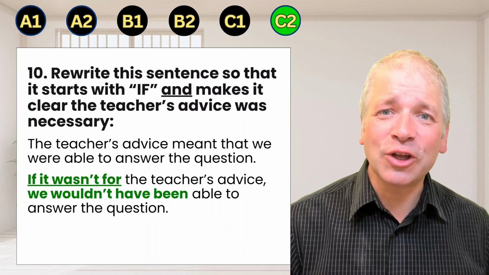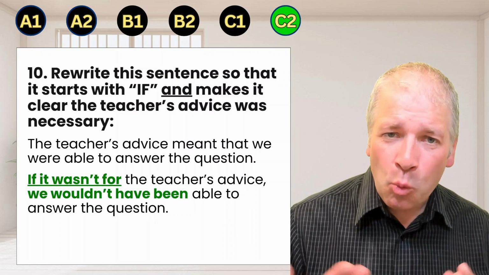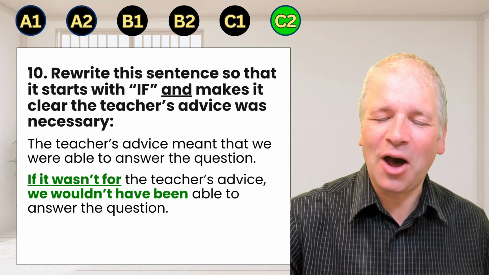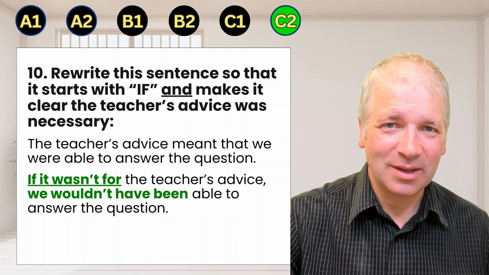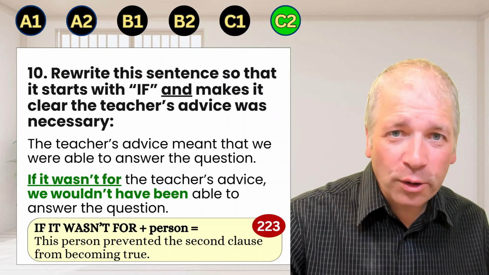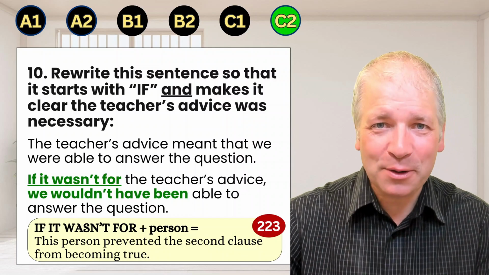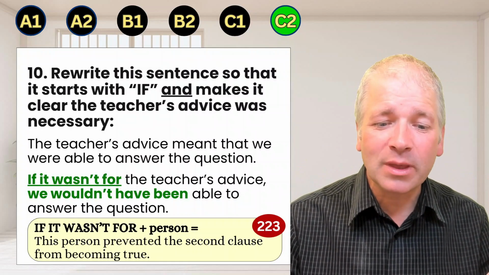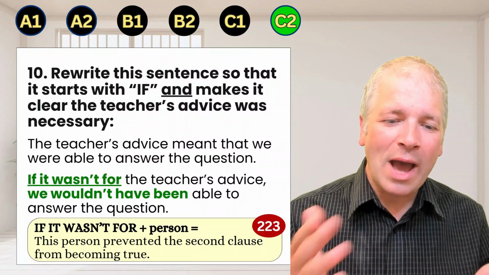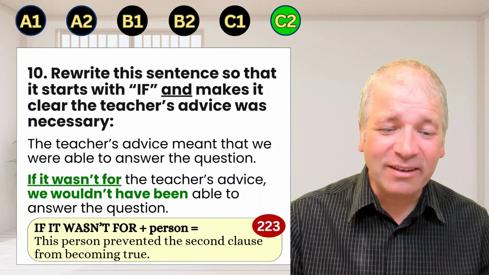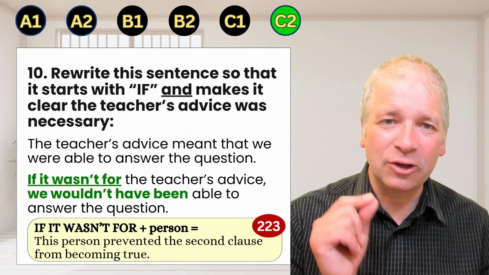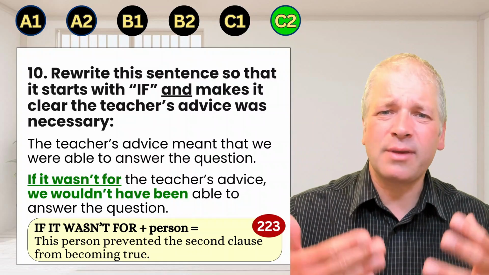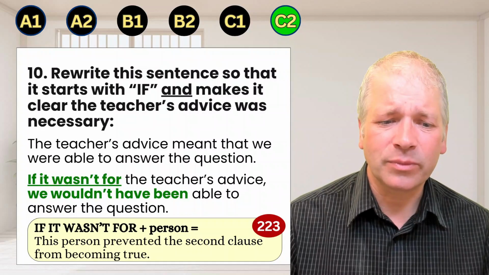And here's how you can do it. If it wasn't for the teacher's advice, we wouldn't have been able to answer the question. If it wasn't for, followed by a person, is a special structure using if, and we use this when this person prevented the second clause from becoming true. And we often use it when we want to praise someone or say how well someone did.